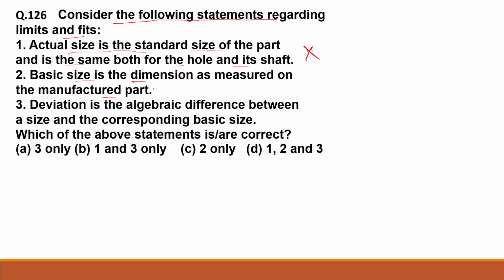This point also is wrong, because basic size is not the dimension as measured on the manufactured part. Basic size is the size of the part to which all limits are applied. Basic dimension is a theoretical dimension. This point also is good because it's not considering limits and fits. Deviation is the algebraic difference between a size and the corresponding basic size.